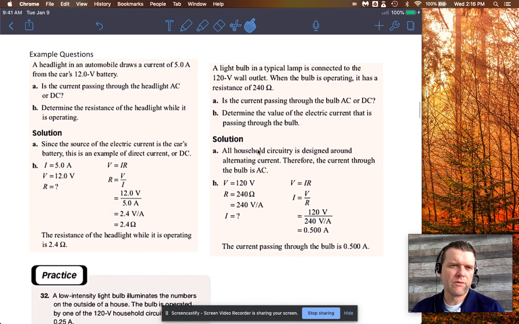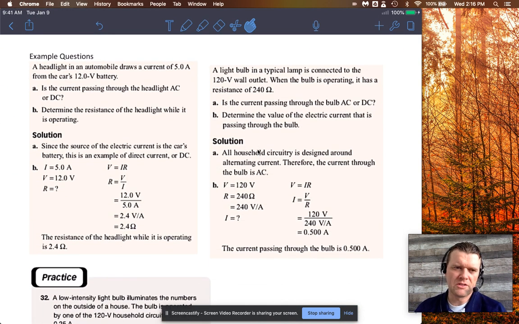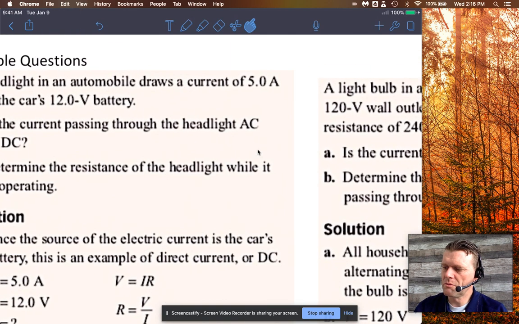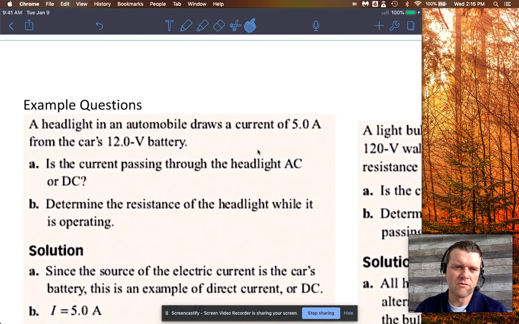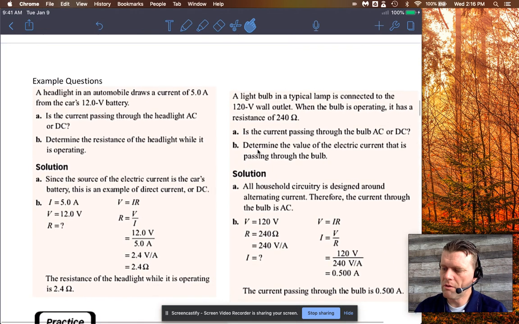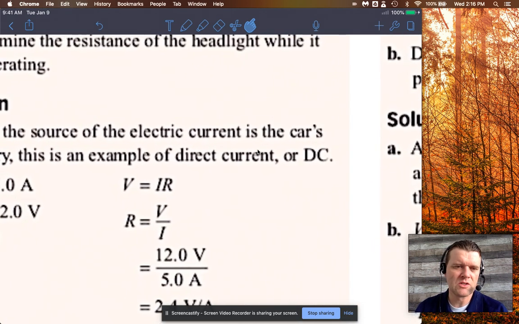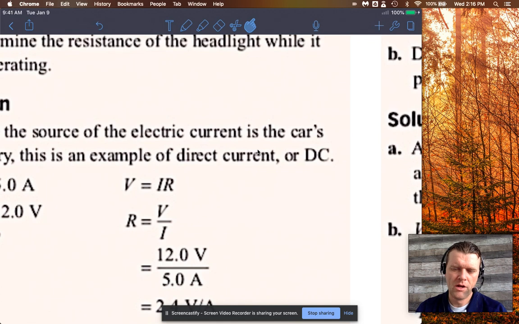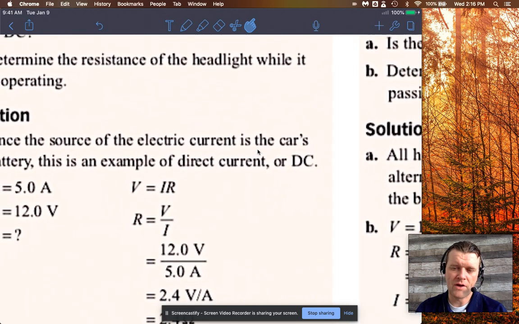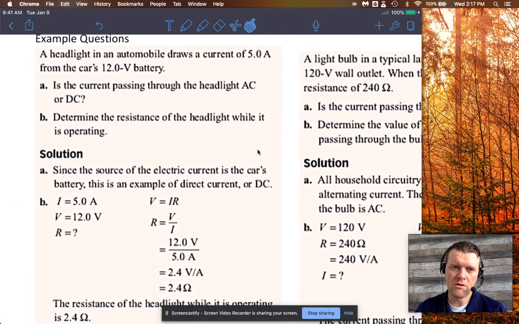I won't read through these, but I do want you to look over these examples. Anytime you're given a question that gives you, say, like in this one, it tells you the current and then it tells you the voltage, and then it says determine the resistance. Well, you're just using this equation: voltage equals current times resistance. You can manipulate it to solve for, in this case, resistance, and then you can find what it is, and it'll always be in ohms.